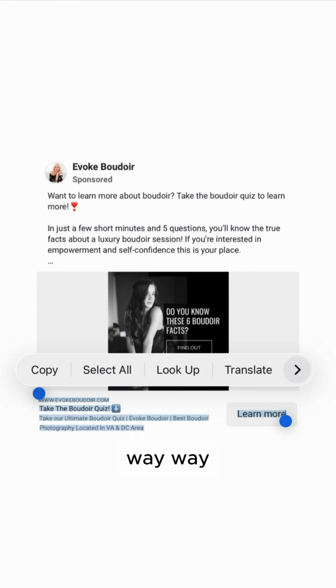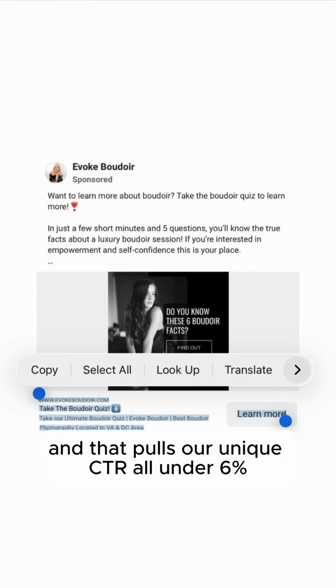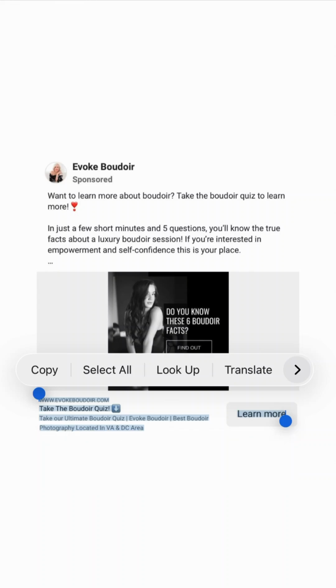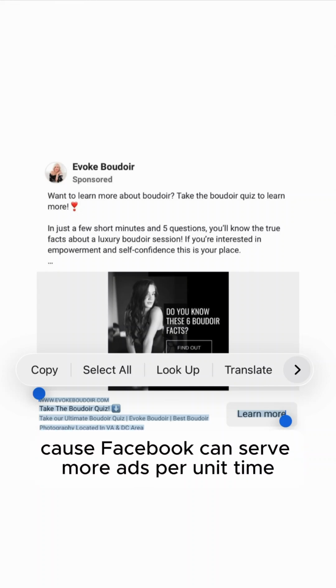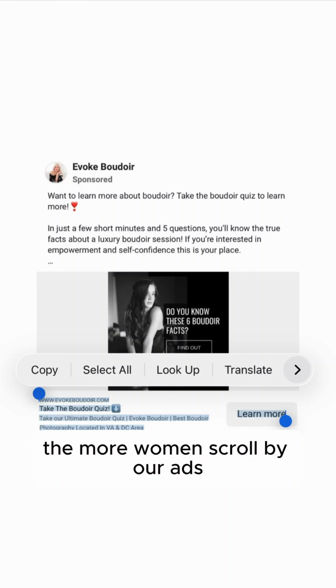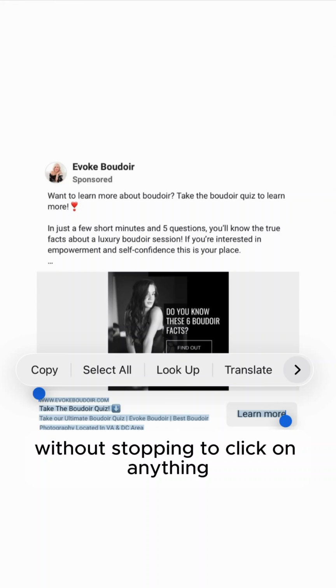Consequences of this, though, way more women scrolling by our Boudoir Facebook ads than necessary, and that pulls our unique CTR under 6%, and it actually contributes to us having BLCS, Boudoir low click syndrome. Facebook likes it though, because Facebook can serve more ads per unit time the more women scroll by our ads without stopping to click on anything.